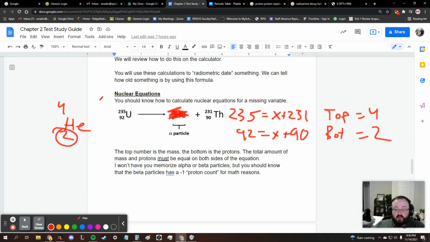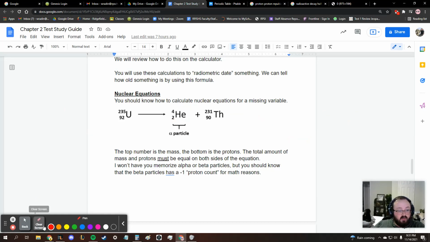So this is one of those things I talked about in the very beginning of this video. I'm not going to have you memorize what alpha or beta particles are, like their mass. But you should know that a beta particle has a -1 proton count for math reasons. So an example of this, if you take carbon 14, this will decay with a beta decay into nitrogen. I'm going to use the beta symbol here. So basically for math reasons, that's the way to think about it.